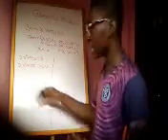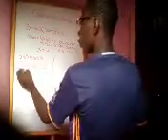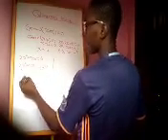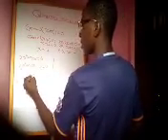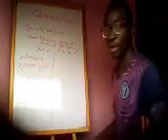The variable that has the highest power is x squared, so the coefficient of that x squared is 2. We multiply 2 by the constant, which is minus 15. That's 2 times minus 15, which is minus 30. Now this minus 30 is your answer.